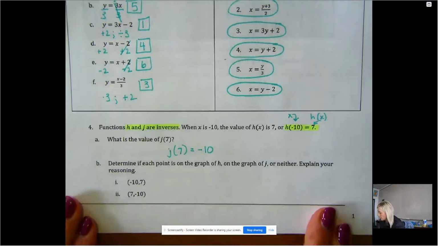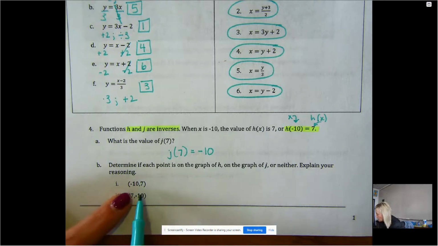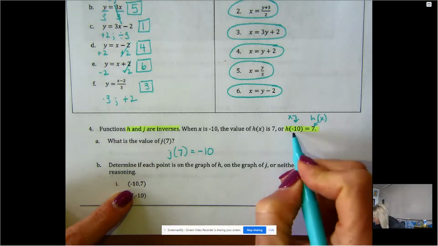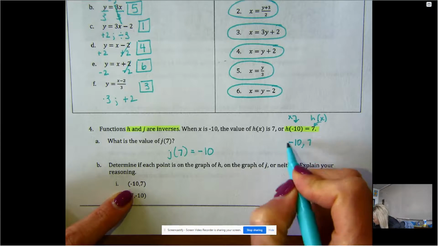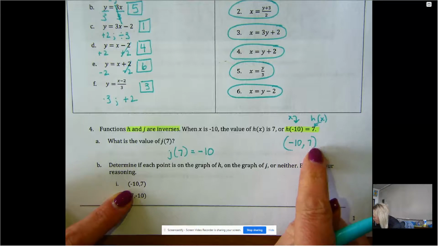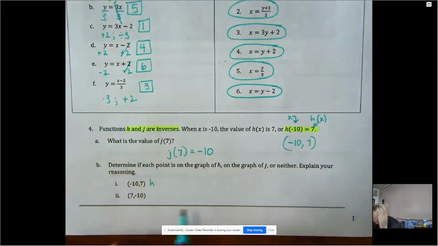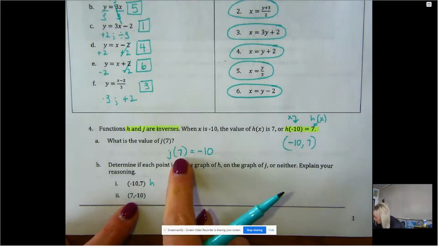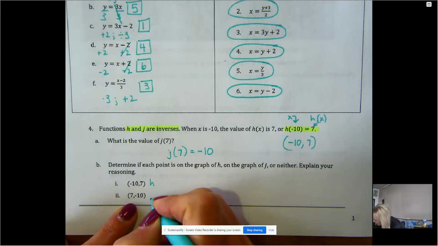So then for B, determine if each point is on the graph of h, on the graph of j, or neither. So the point (negative 10, 7), well, if h of negative 10 equals 7, that's this point. Because the first number here, that's the input, so x, that's the output, so y. So this is on function h. And then the reverse of that is the same as right here. The input is 7, so x. The output is negative 10, so y. So this is on function j.